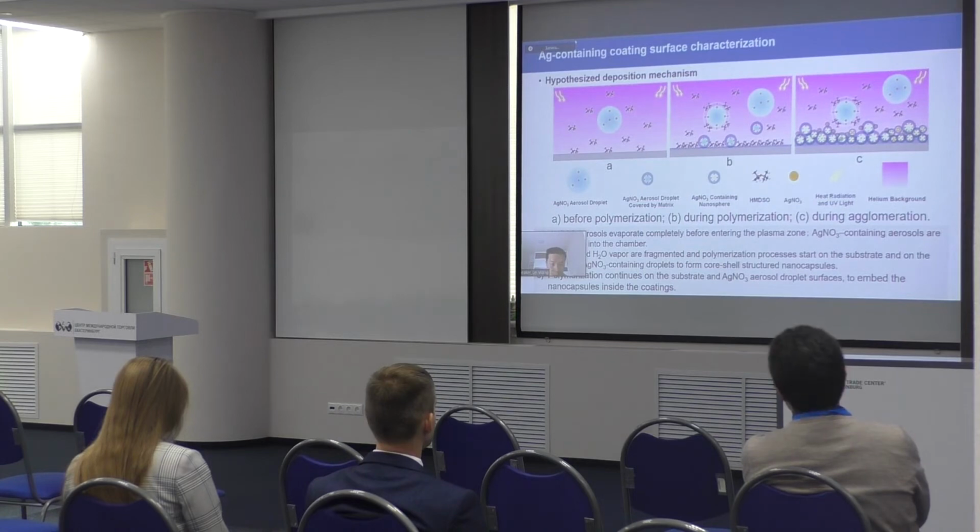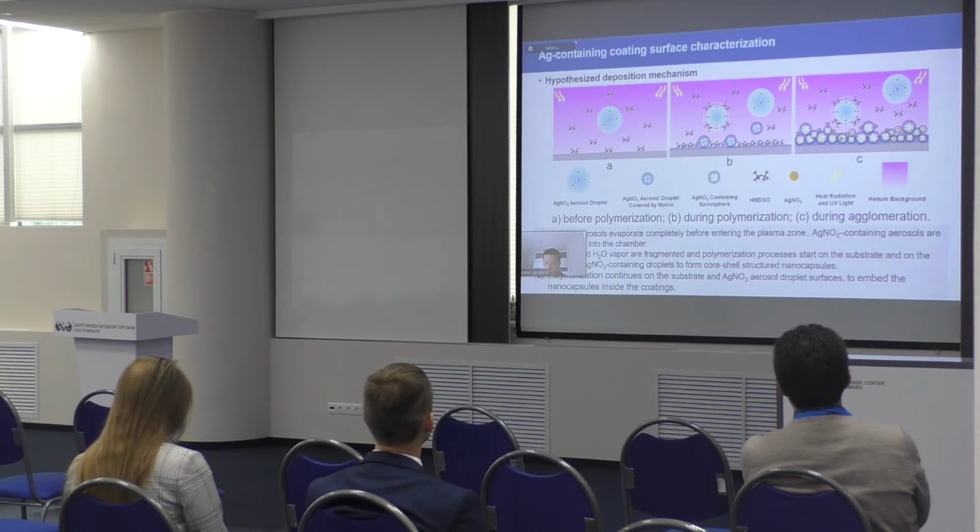Based on the previous results, we hypothesized the deposition mechanism of aerosol-assisted plasma deposition. In the first stage, stage A, before the polymerization, aerosol droplets containing silver nitrate are transported by helium gas flow into the chamber, while HMDSO aerosols evaporate completely before entering the plasma zone, due to its high volatility, resulting in no nanocapsule formation and coating.